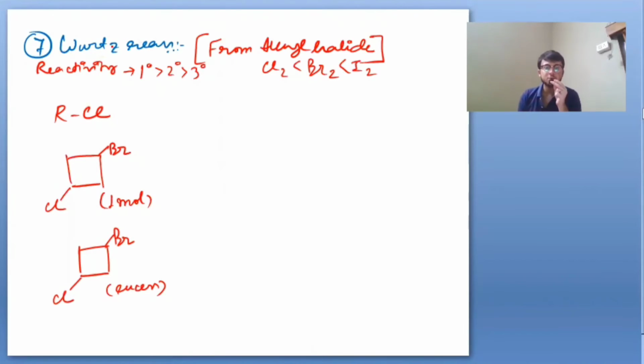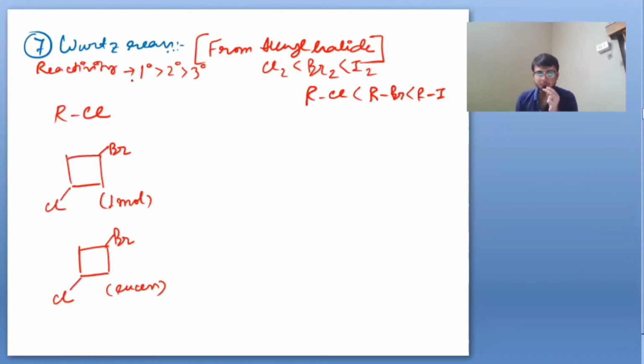So number 7 is our Wurtz reaction. So if we want to derive the alkane from alkyl halide, we do this Wurtz reaction. Now here the reactivity of 1 degree alkyl halide is greater than 2 degree alkyl halide, greater than 3 degree alkyl halide in this Wurtz reaction. Next is for the halogens. So as you can see, I2 will be more reactive than Br2, greater than Cl2. That means RCl is less than RBr, less than RI in reactivity of Wurtz reaction.